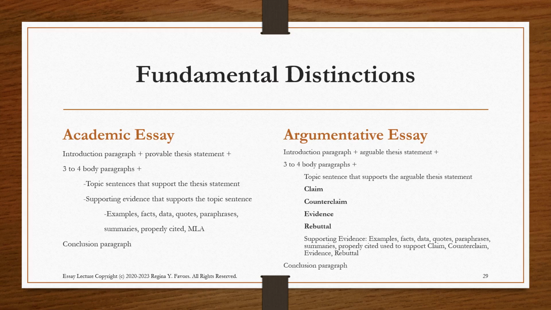We understand that an academic essay, all essays have an introduction and conclusion paragraph. All essays have body paragraphs. However, what you do in an academic essay is different from what you do in an argumentative essay. So the academic essay, you are proving your thesis. The topic sentences support the thesis statement. Supporting evidence supports the topic sentence. Examples, facts, data, quotes, paraphrases all support the supporting evidence. And then everything is formatted in MLA for English, and then there's a conclusion paragraph.